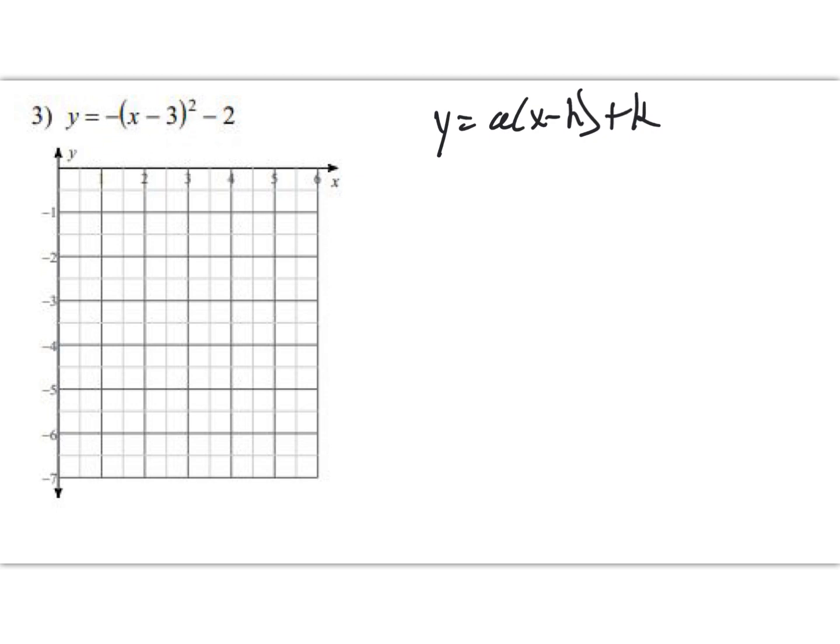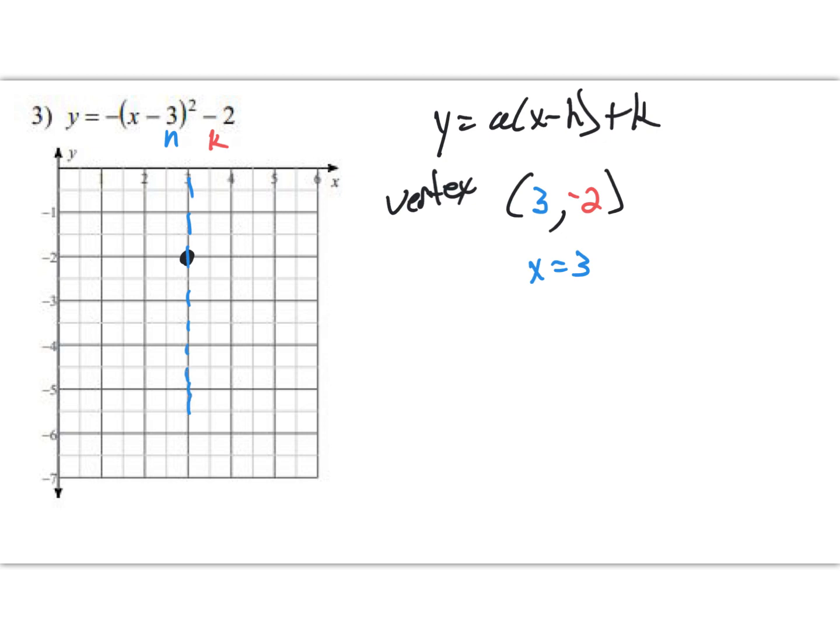But this is already in vertex form, so we know that the h is 3 and that the k is negative 2. So in this one, we already know our vertex, and our vertex is again at 3 for the x value, and then the y value is the negative 2. So 3, negative 2 is our vertex. So we go over 3 and down 2, and we know this represents our vertex. And remember, the axis of symmetry in this one will be x equals 3. This is the axis of symmetry.